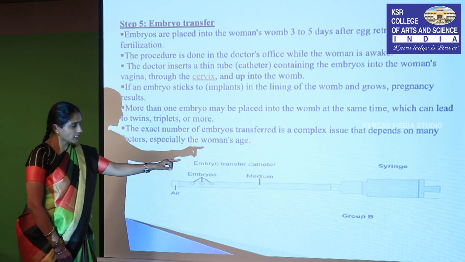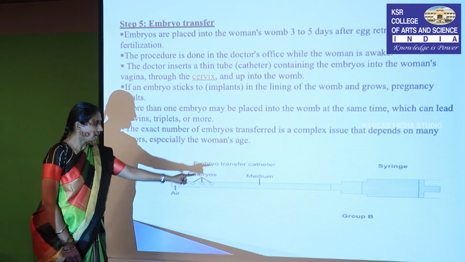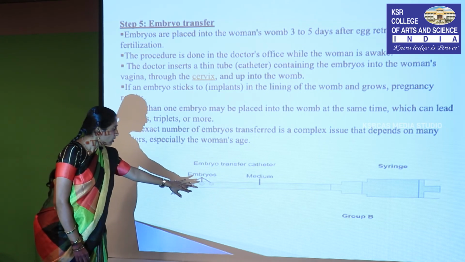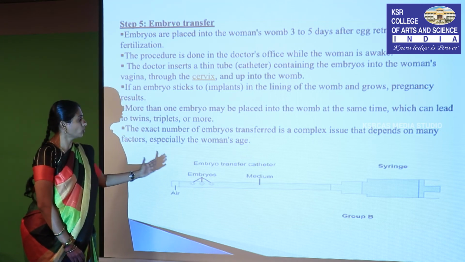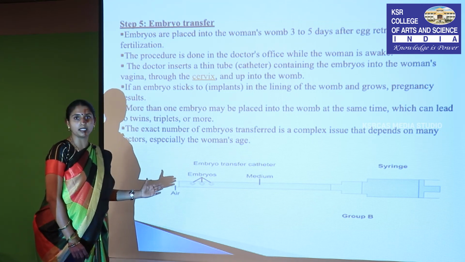You can see a syringe is there, this is known as a catheter, and a medium is there, and here they are placing the 3 embryos into the woman's womb. So, this is known as an embryo transfer catheter.